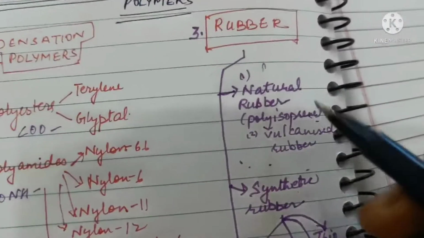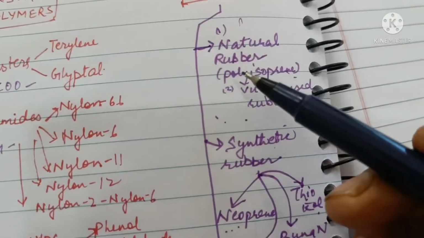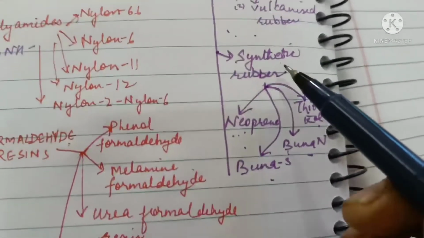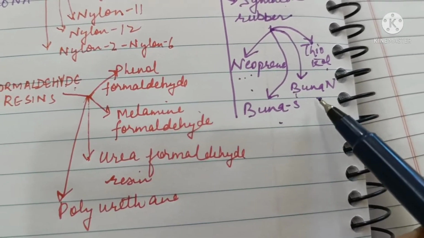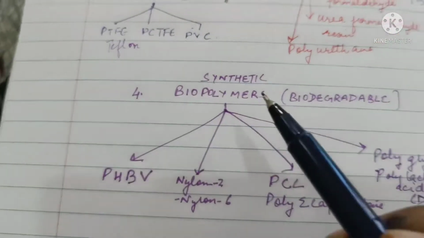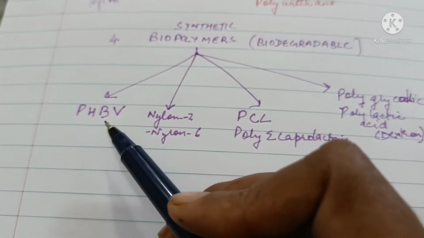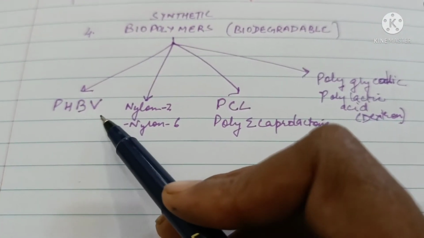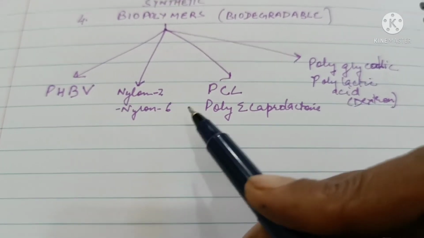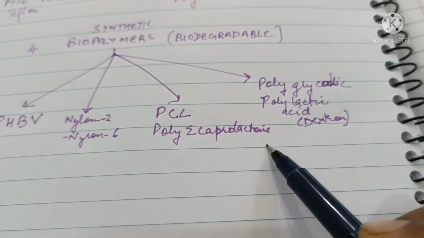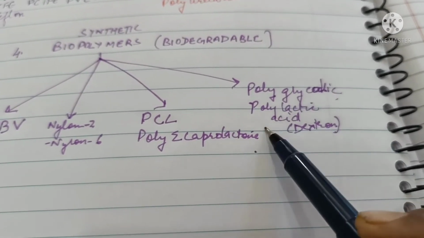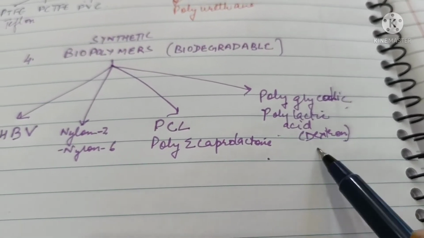Just to summarize, rubber can be natural rubber and synthetic rubber, which is of 4 types: neoprene, Buna-S, Buna-N, Thiokol rubber. And biopolymers are polyhydroxybutyrate, polyhydroxyvalerate, then nylon 2, nylon 6, then polyepsilon caprolactone, and polyglycolic-polylactic acid, or dexon.